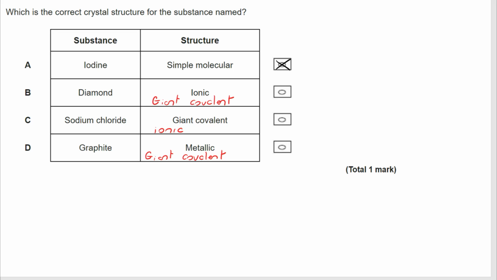Now that leaves us with iodine, which is simple molecular. Now there's an interesting bit of chemistry here that the I2 molecules are held together in a crystal lattice, but they're held together by van der Waals forces. That's what helps us to understand why iodine will sublime. It will go from a solid to a gas at such a low temperature, because actually the forces holding that crystal together are weak.